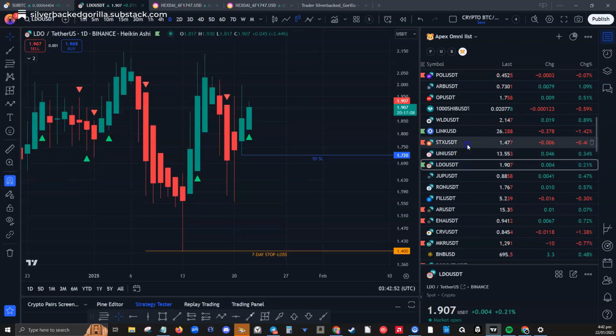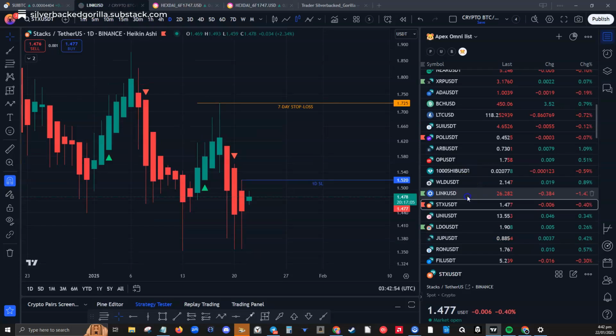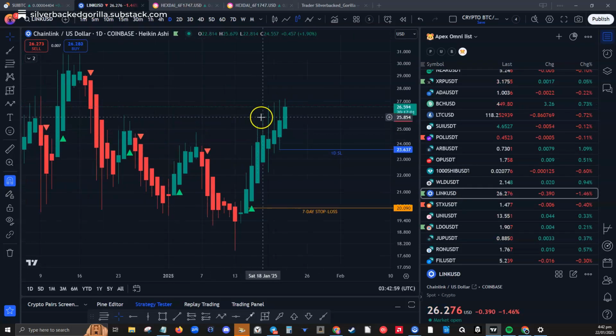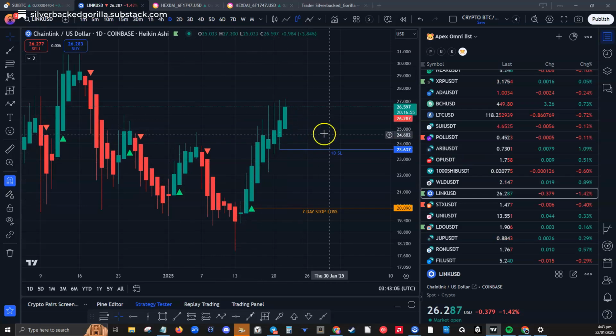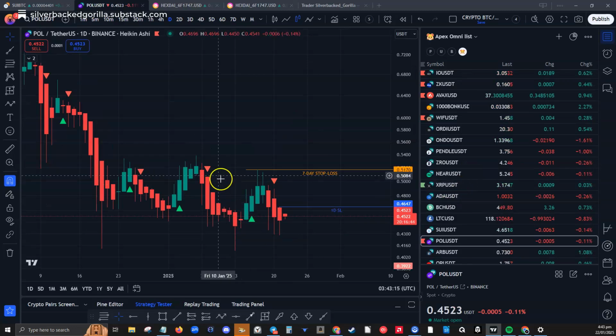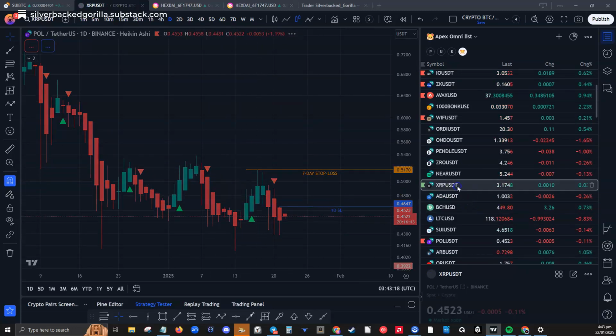A long on Lido. Short on STX. A long on Link. Yeah, that's nice. It's getting new high highs. Look at that big W. Right, that's a good one. Maybe it might come back here and go up, but it's going. That's probably going to go up. Polygon. Definite short. Yeah, you've got all weakness going down there.